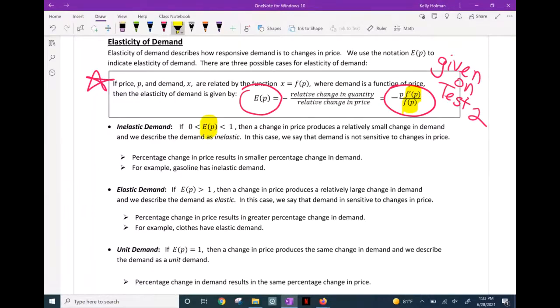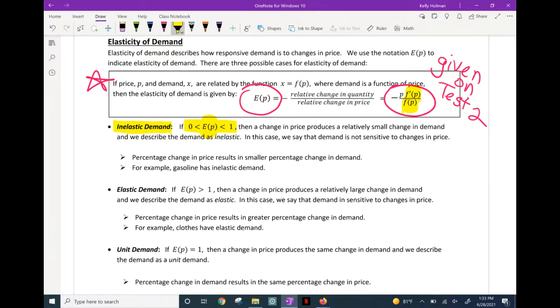So if that calculation you do is between 0 and 1, some decimal number between 0 and 1, you're going to be in a situation that is inelastic. The demand is going to be inelastic. So you're going to have a price-demand equation. You've seen those before in class. It's an equation that relates demand and price. If you know a certain price, you can figure the demand at that price.